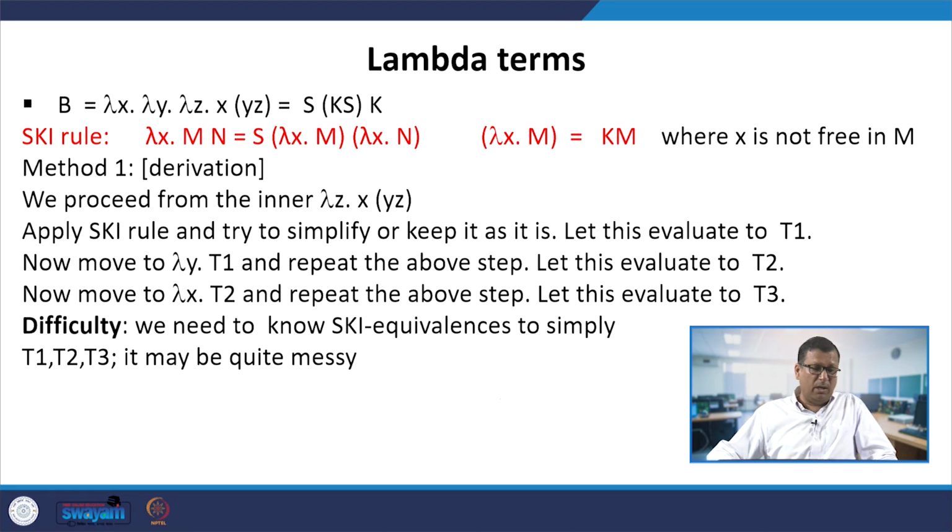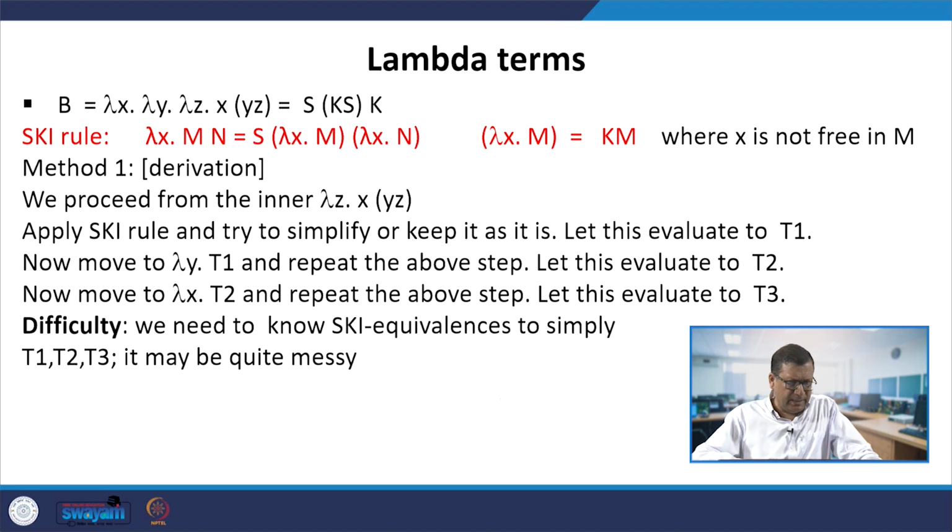Now we have a rule for transforming an arbitrary lambda term to an SKI term. One rule is that if I have lambda x followed by mn, which is an application, we introduce the S combinator, followed by two terms. One is the abstraction lambda x dot m, another is the abstraction lambda x dot n. So that is an SKI rule. Another rule says that if I have an abstraction like lambda x dot m where x is not free inside m, then you replace it as km. Using these two rules, we can obtain SKI terms for a given lambda term.